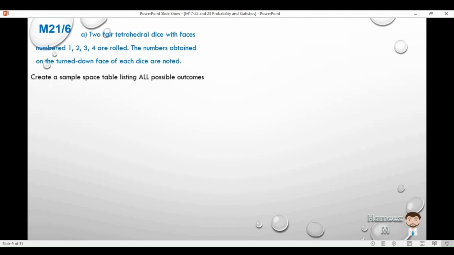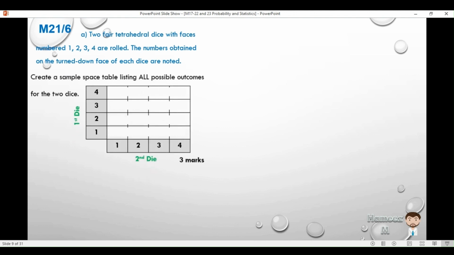Create a sample space table listing all possible outcomes for the 2 dice. So if we consider a sample space, then we can bring up a table with the first die on one side and the second die on the other. And we know that there are 4 possible outcomes for the first die and 4 for the second as well.